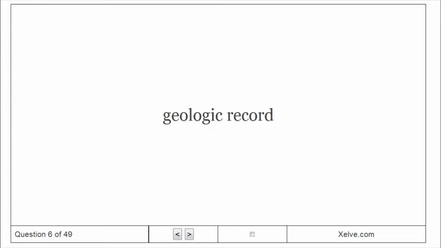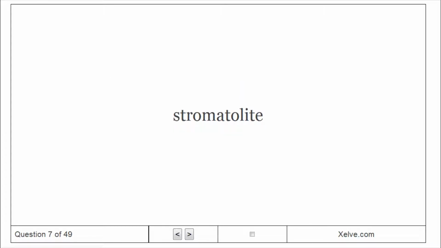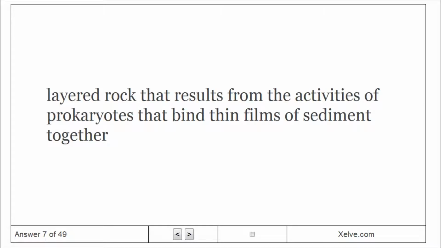Geologic record. The division of Earth's history into time periods, grouped into three eons: Archean, Proterozoic, and Phanerozoic, and further subdivided into eras, periods, and epochs. Stromatolite. Layered rock that results from the activities of prokaryotes that bind thin films of sediment together.